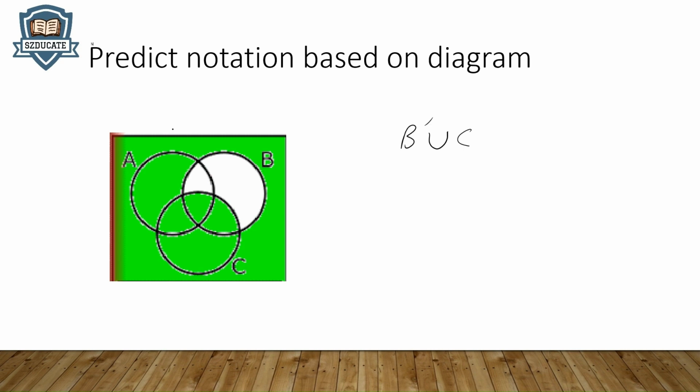Right? B prime is everything outside B. And with the union with C, we include C. Right? So everything outside B, then we add C to it. So whatever is already shaded doesn't matter. We just add whatever that we didn't include of C. So whatever is left of C, we add it in. So that's it. Of course, the answer can also be C union B prime. There's no difference. Left or right, right or left, no difference. There could be other answers also. Okay, depends on how you interpret it.